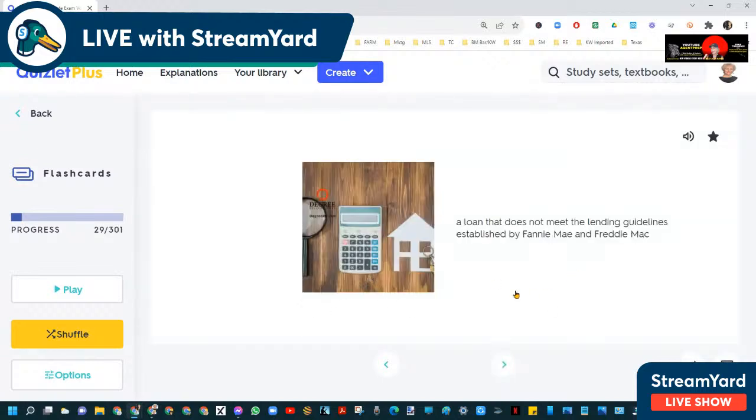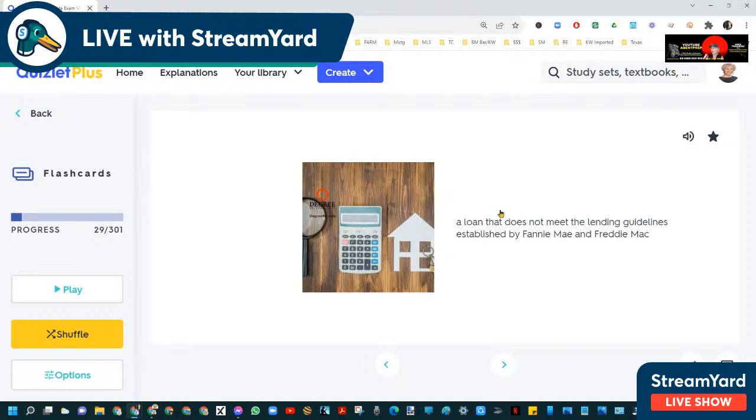Number 29. A loan that does not meet the lending guidelines established by Fannie Mae and Freddie Mac. What is that key word? What is that definition? Type it in the chat box if you know. So a loan that does not meet, so depreciation was not the actual keyword for the other one. This one, that was capital loss. A loan that does not meet the lending guidelines established by Fannie Mae and Freddie Mac.